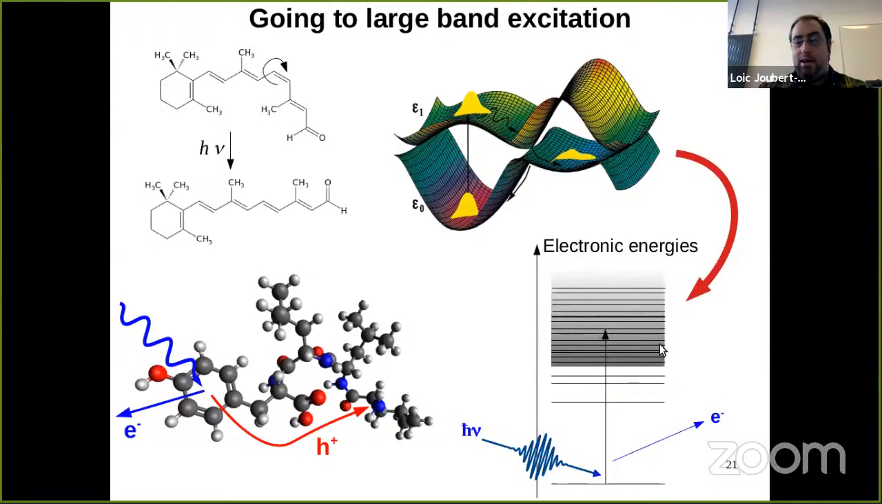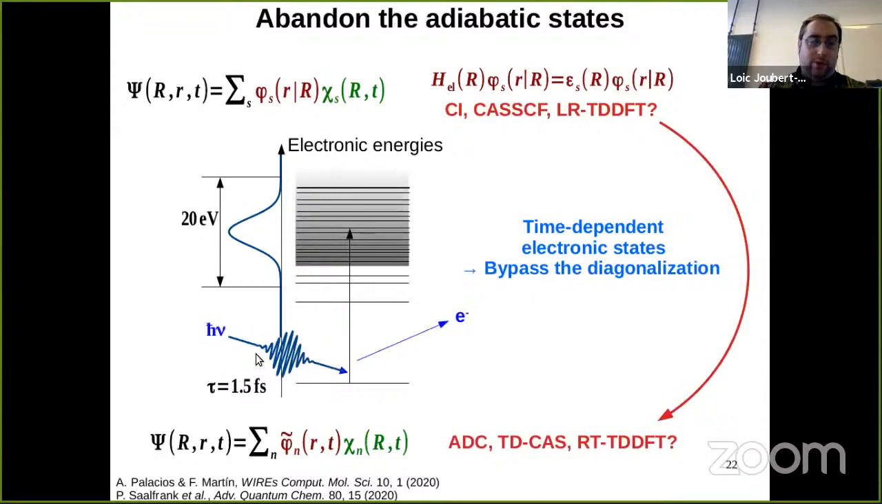And the reason for that is because the initial ionizing pulse is very short. So let's say it's 1.5 femtoseconds. The energy window for the excitation would be roughly 20 eV. And in this energy region, we may have dozens or hundreds of electronic states depending on the molecular system. So here, the first idea is that we can get rid of the adiabatic states.